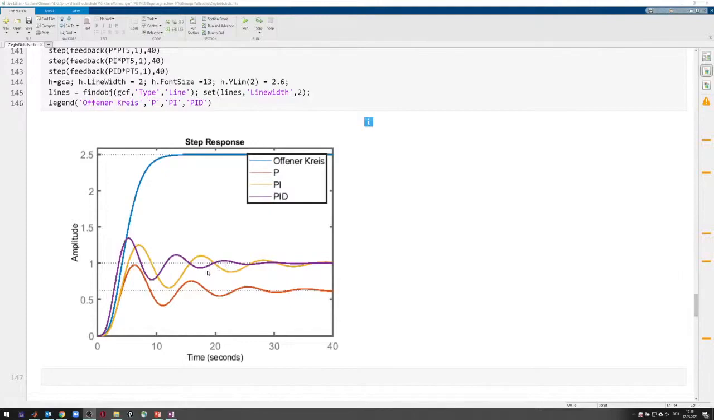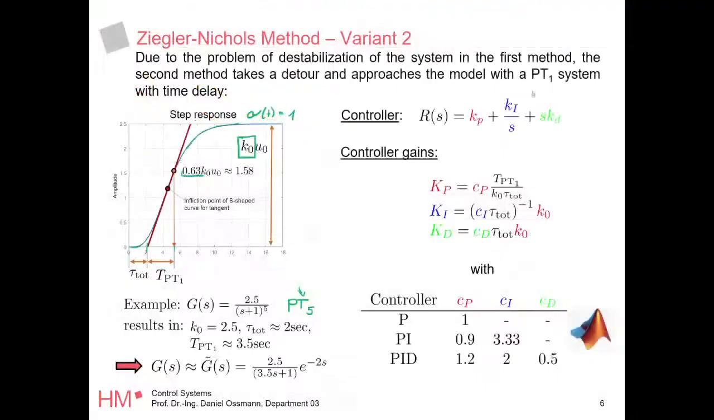gains. However, if you really don't want to do any mathematical modeling, this could be a way to design a first controller. Okay, that's all for the heuristic methods, actually.